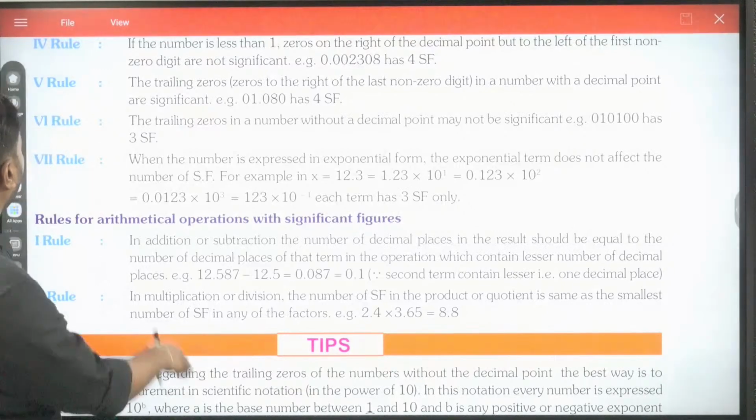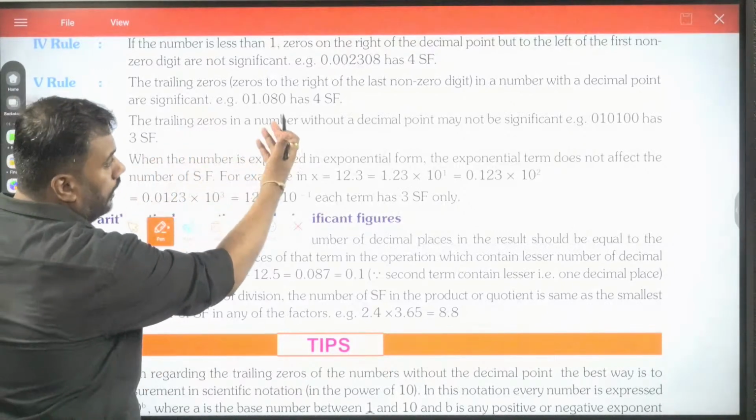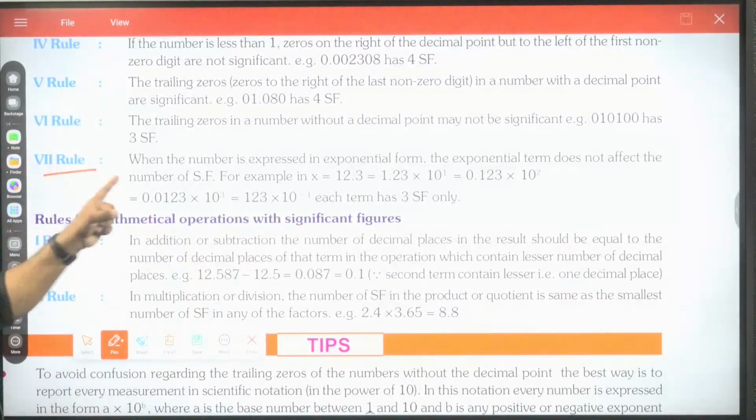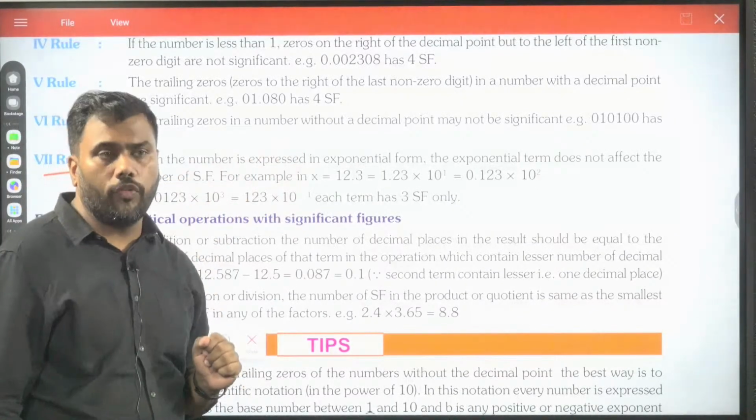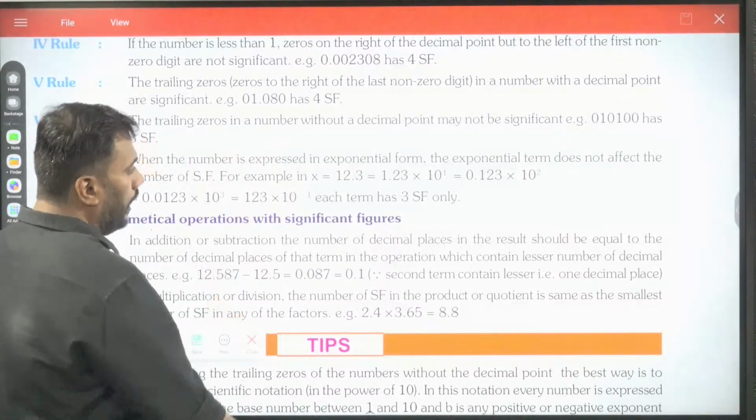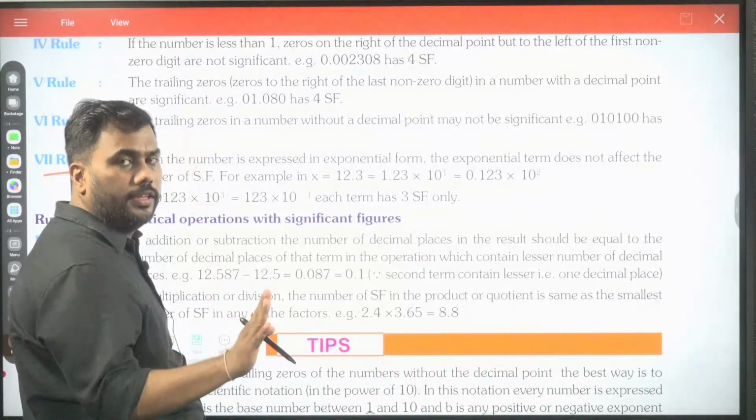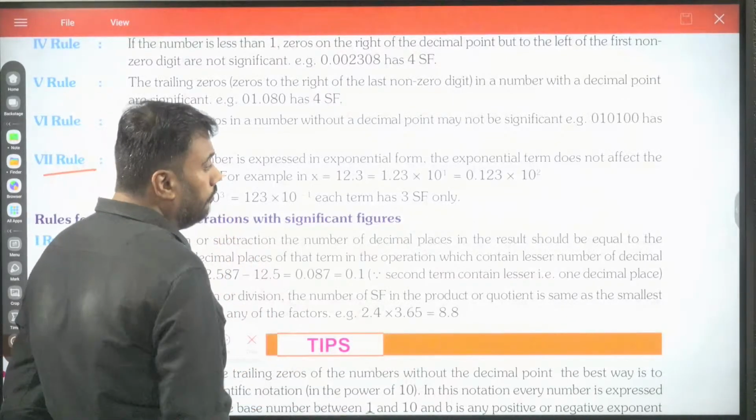Sixth rule, the trailing zeros, we have covered. Seventh rule: when the number is expressed in exponential form, when I represent a number in power of 10, that representation doesn't change the number of significant digits.